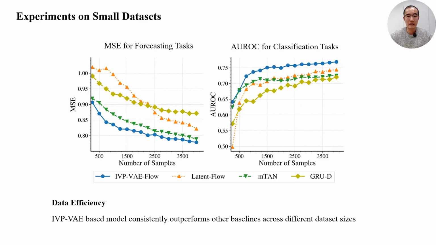To further demonstrate the capability of the proposed model, we examine the performance under low sample size conditions. This scenario is analogous to a rare disease setting in the field of EHR prediction, where data can only be obtained for small cohorts of patients. The figure compares the performance of 4 typical methods on small datasets, where we collected only a limited number of samples for model training and validation. As we can see, for both forecasting and classification tasks, the IVP-VAE-based model consistently outperforms other baselines across a different number of samples.